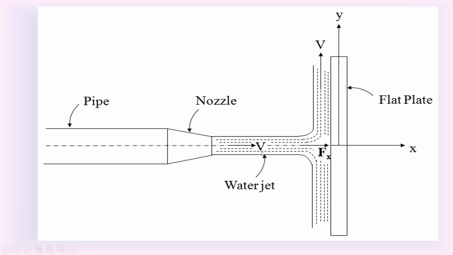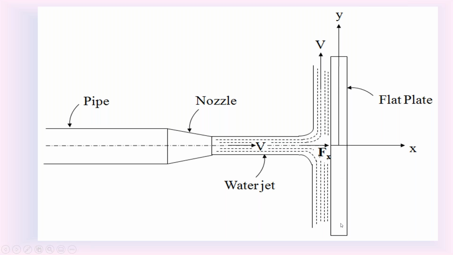Initial velocity is V, horizontal. Final velocity is also V, vertical. Fx is the horizontal force exerted by the water jet on the metal plate. So this is the first condition: the impact of a horizontal water jet on a vertical stationary flat metal plate.